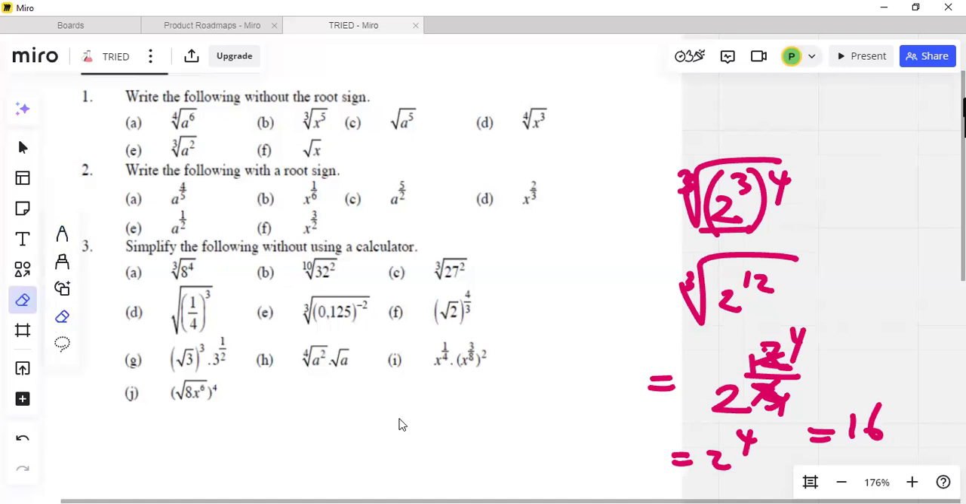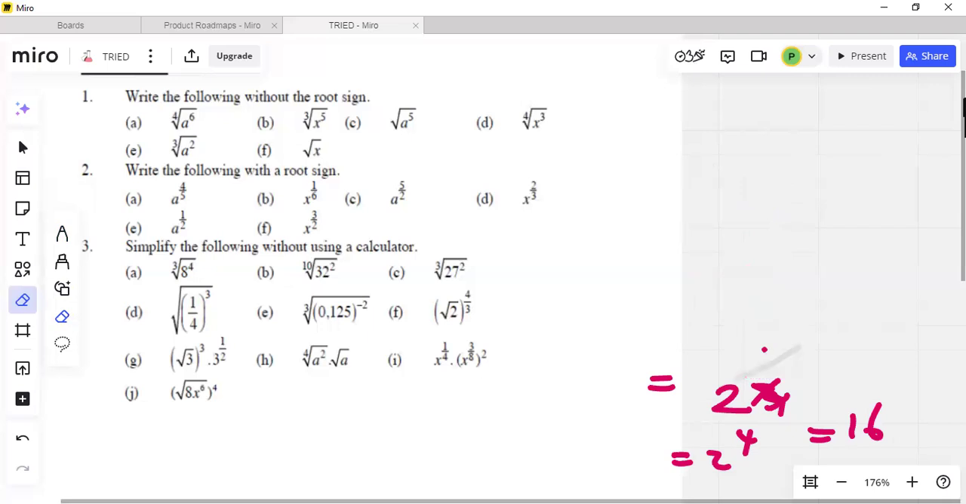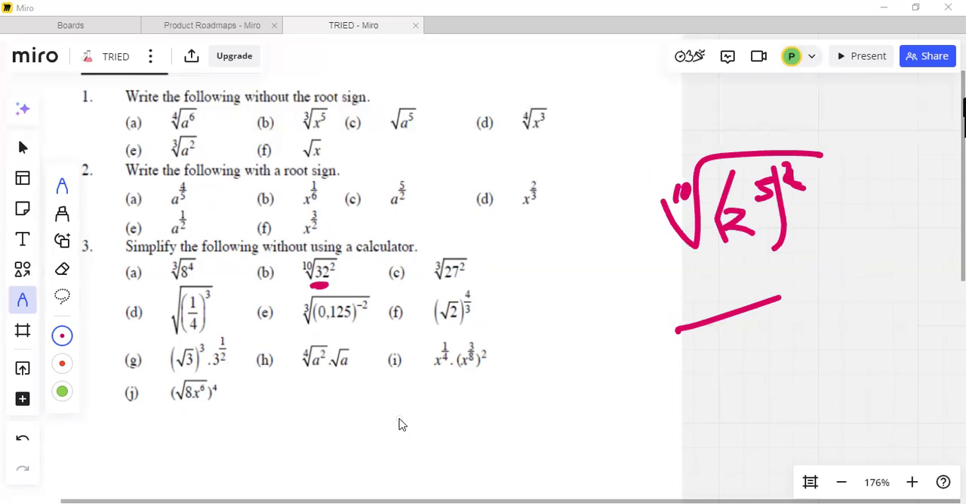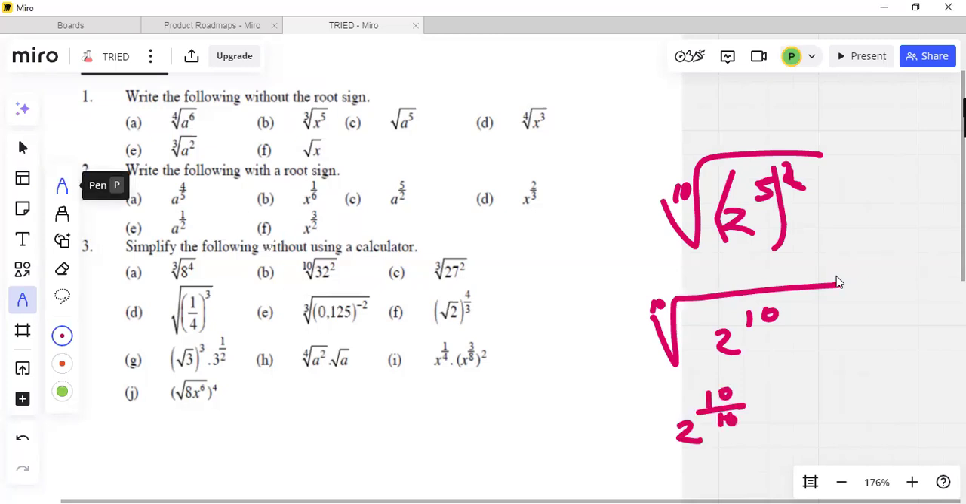Let's go quickly to question 3b. It's saying the 10th root of 32 exponent of 2. So the same idea we have brought in on 3a is the same that we are also going to apply. We have 32. It becomes the 10th root of 2 exponent of 5, squared. Mind you, 5 times 2 gives us 10. So we have the 10th root of 2 exponent of 10, and that will give us 2 exponent of 10 over 10.